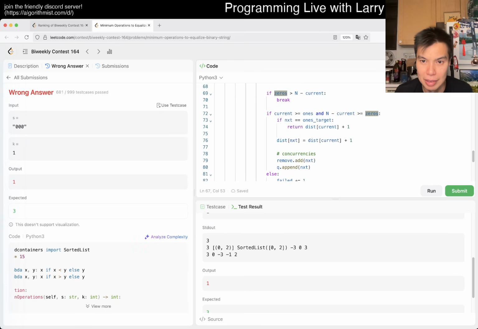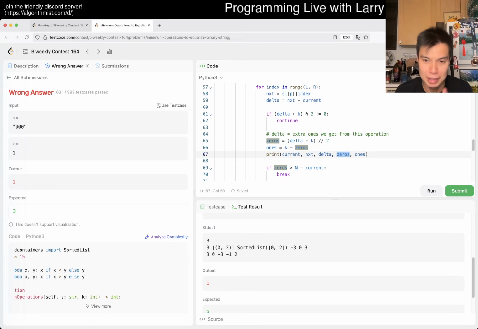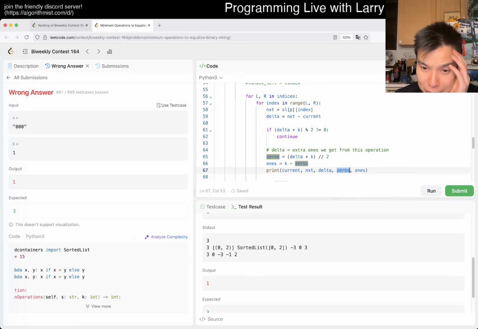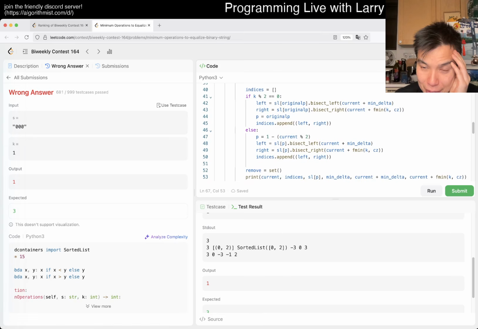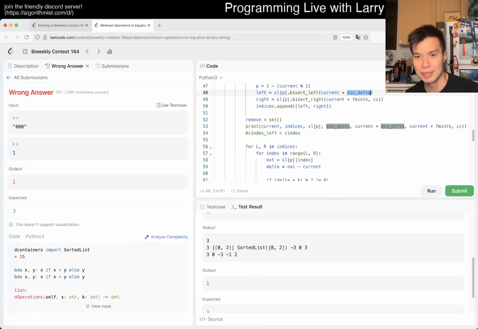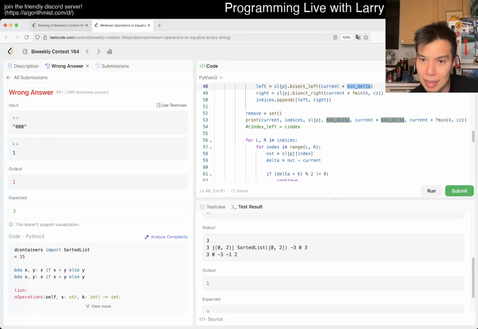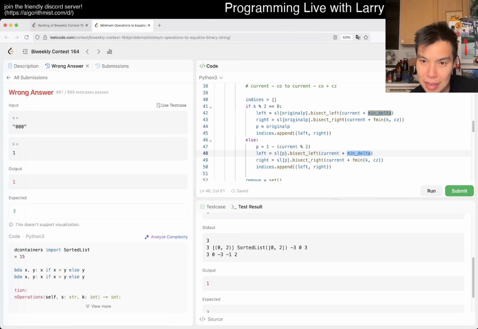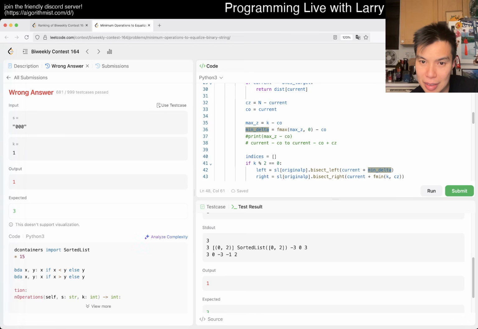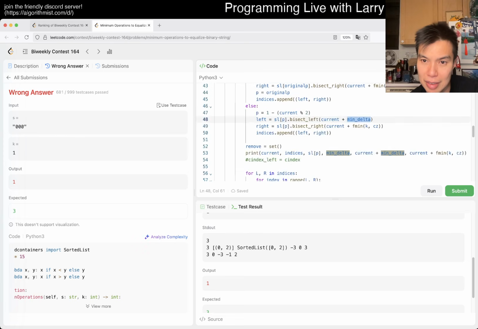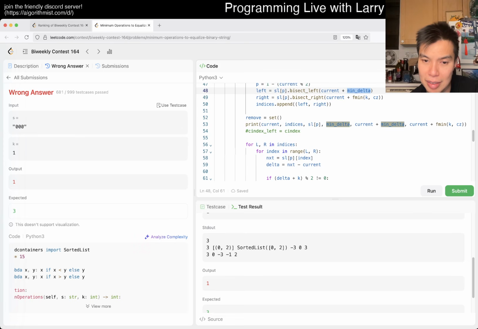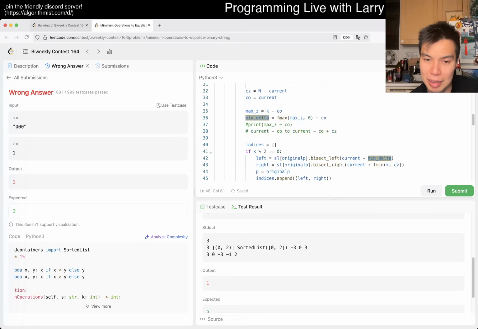Oh, well, that's definitely wrong. We should not have -1. So that means that something really is wrong, though we knew it. Huh. Why? Am I doing min delta wrong?